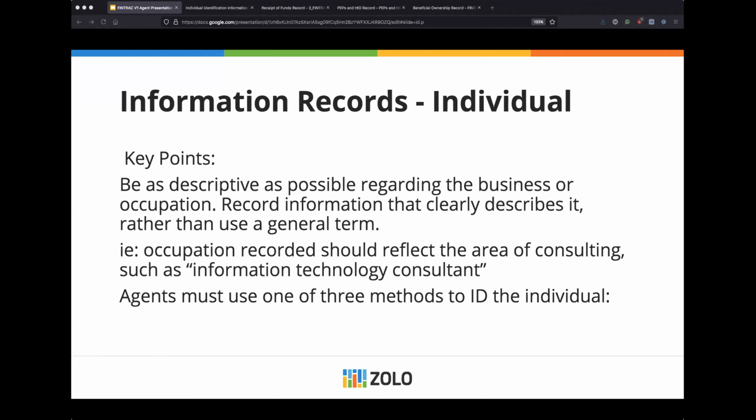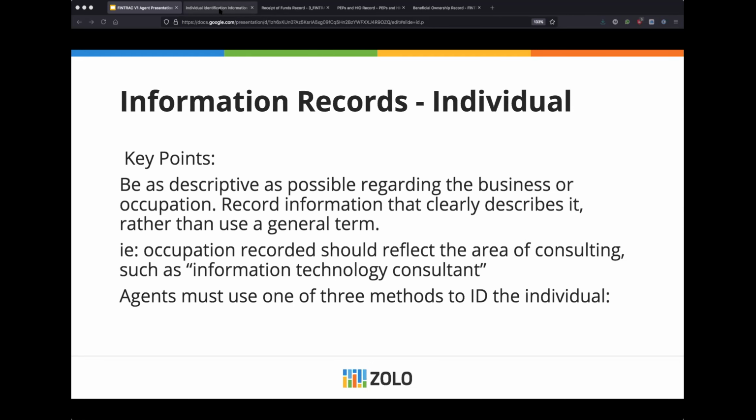The title of the client or their occupation specifically is more important than their employer. So for example, if your client works at IBM as an information technology consultant, current employer information is not required in this section, only their title at their current employment. So information technology consultant is sufficient. Agents must use one of the three methods to ID the individual.